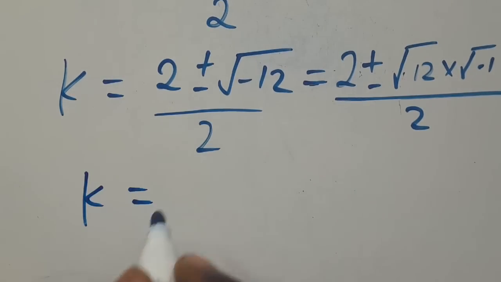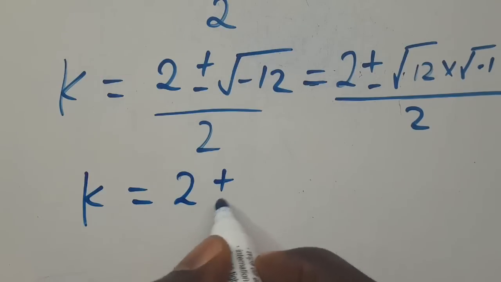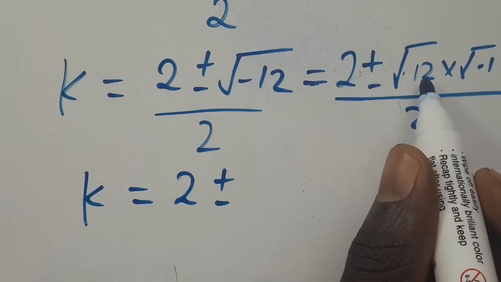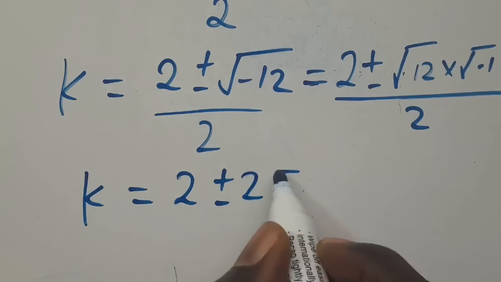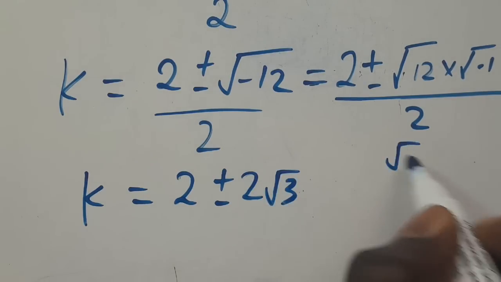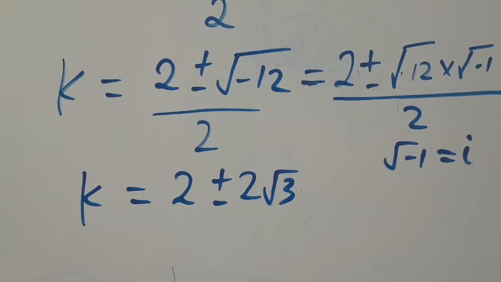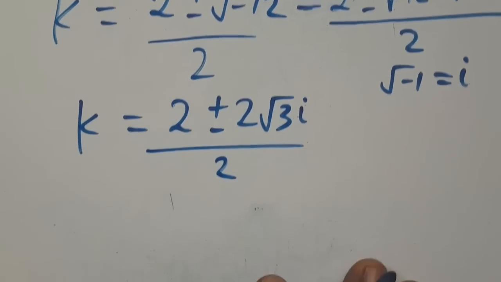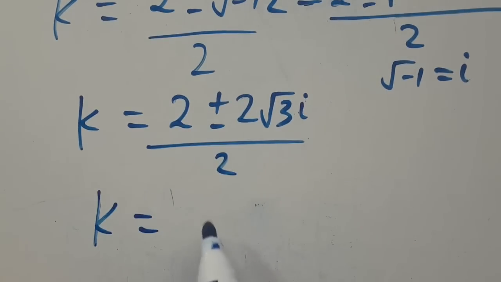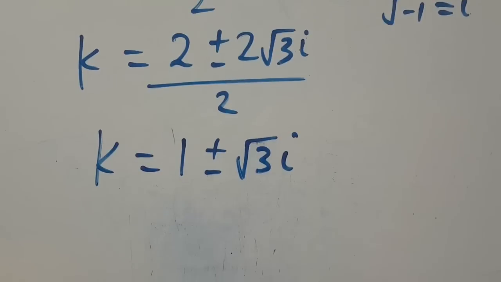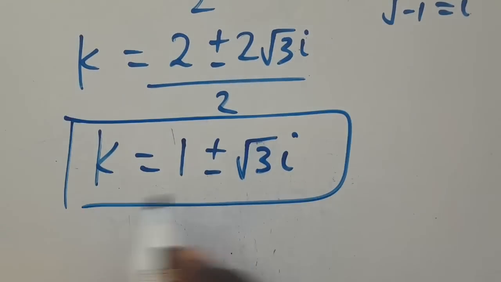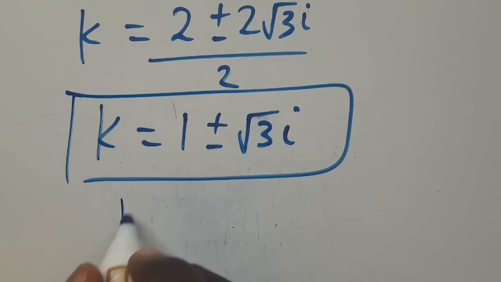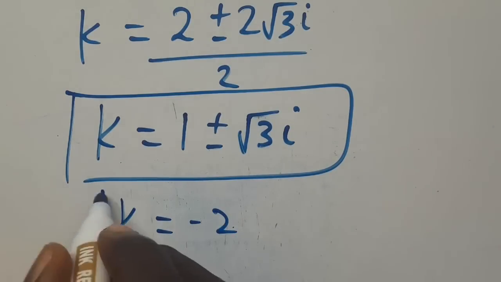We have our k equals positive or negative root of 12, which will give us 2 root 3. Then root of minus 1 equals i in a complex space. Here will be root 3 i divided by 2. So we have k equals, this divided by this will be 1, positive or negative, this divided by this will only have root 3i. So we also have another solution to be this, but this is a complex solution. But we have the first degree solution to be minus 2 as this.